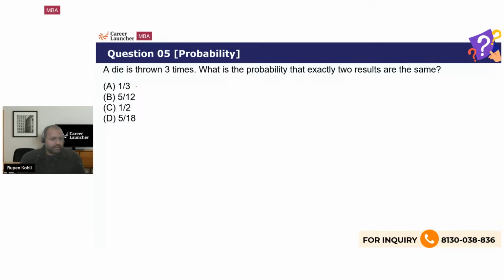I'm sure that you can also do this. Try to give me the answer faster than I can solve this. A die is thrown 3 times. What is the probability that exactly 2 results are the same?